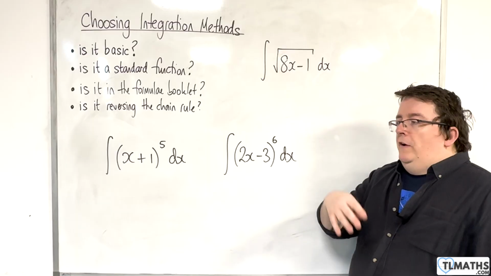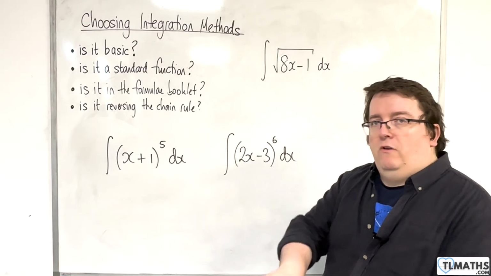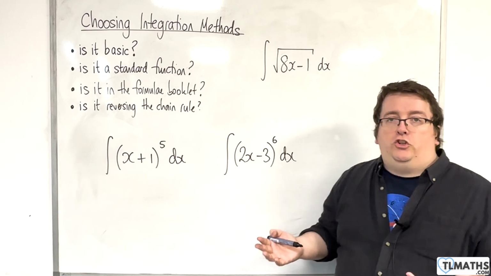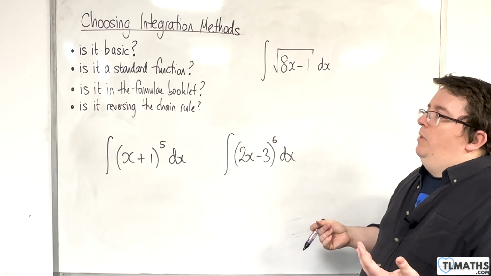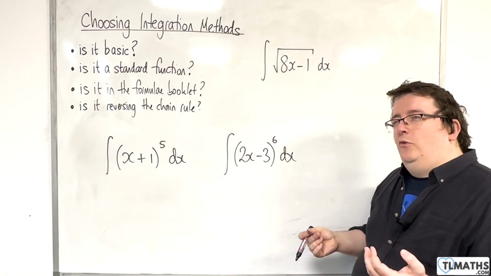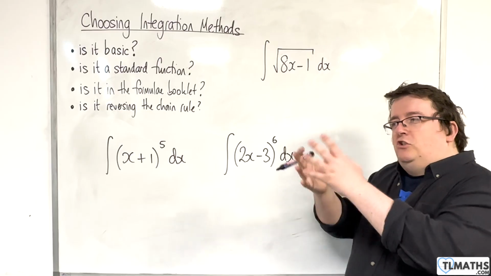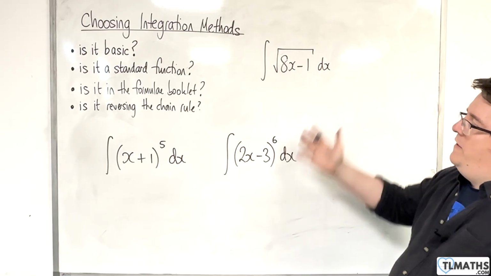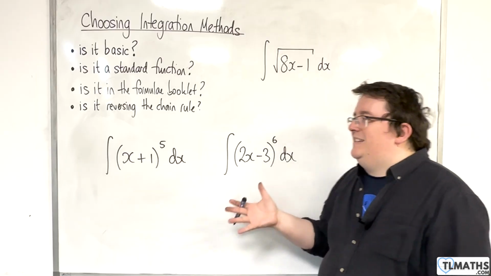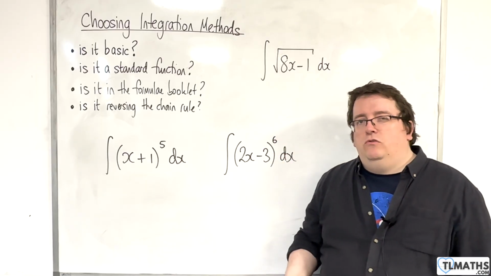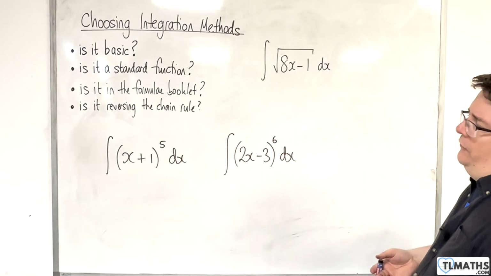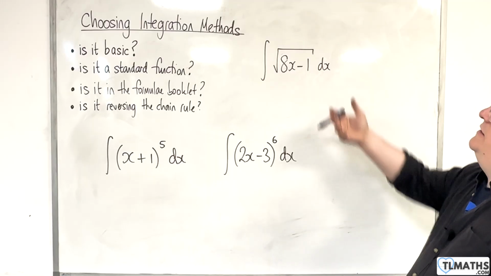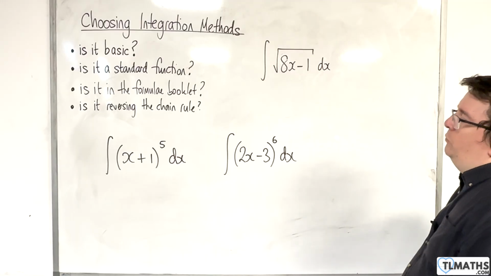So reversing the chain rule does encompass a great number of examples, and I've still got a couple more that are essentially reversing the chain rule, but we kind of like to think of it more as something that you spot, more so than something that looks like this. I always think of these distinctly as reversing the chain rule questions. So: integral of (x plus 1) to the 5, integral of (2x minus 3) to the 6, integral of square root of (8x minus 1).